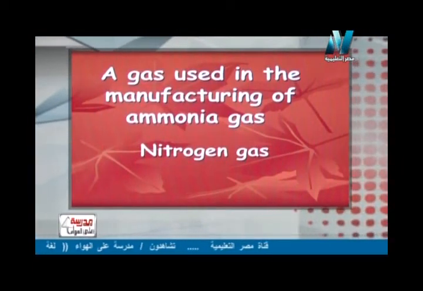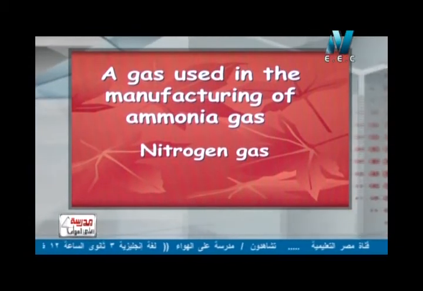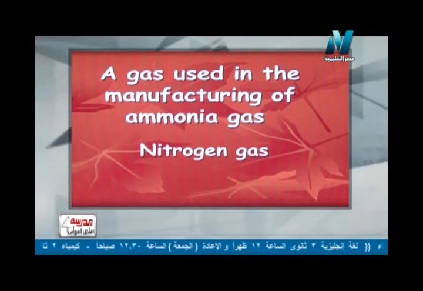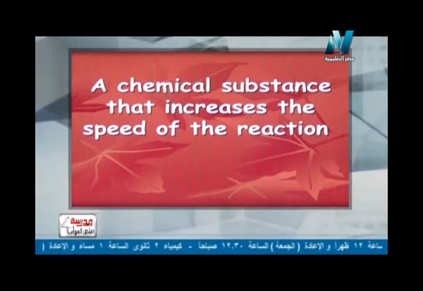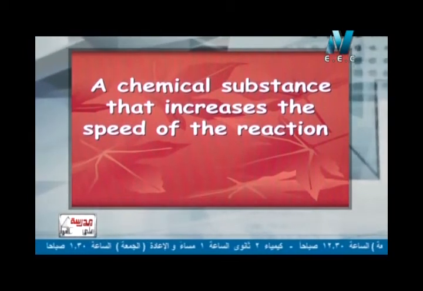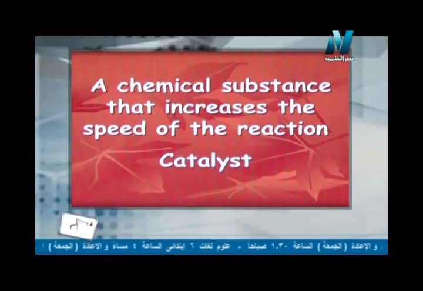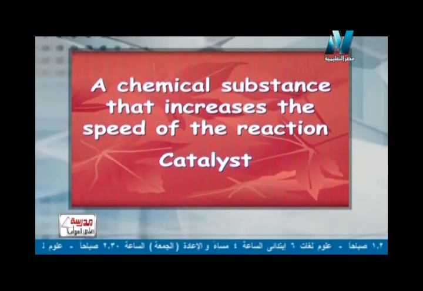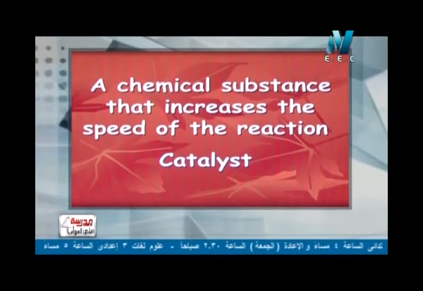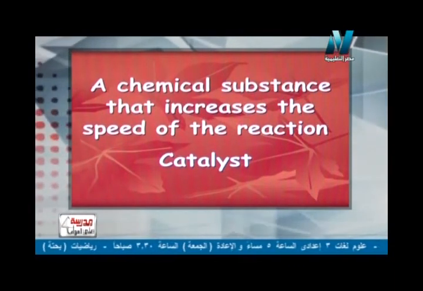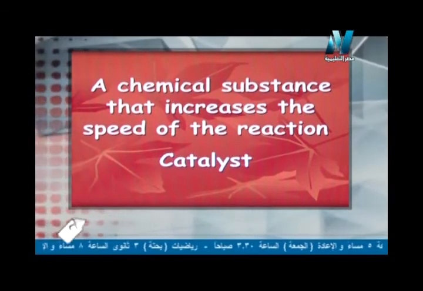Thank you very much. Okay, now let's go back to the questions we have started this semester. The last question which Omar answered is a gas which is used in manufacturing of ammonia gas. It will be nitrogen gas. Another question says a chemical substance that increases the speed of the reaction. It will surely be the catalyst, اللي بنسميها عامل حفاز أو عامل مساعد. It will be the chemical substance that increases the speed of the reaction, such as manganese dioxide powder.